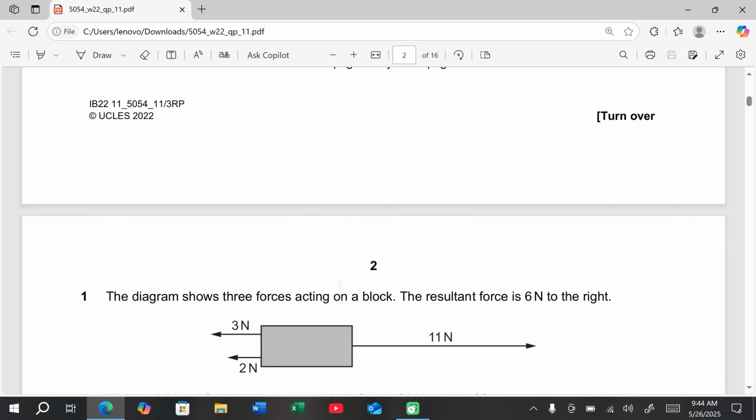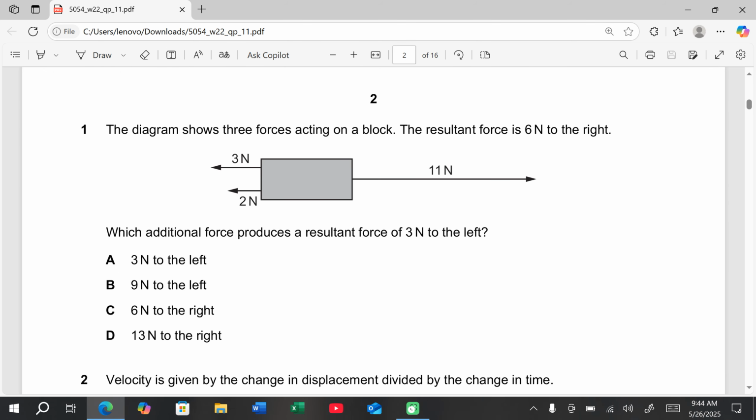So let's start with question number 1. The diagram shows the three forces acting on the block. The resultant force is 6 Newton to the right. Since it is 6 Newton to the right, this is the resultant force. It means this minus this, it's already a 6 Newton, right?